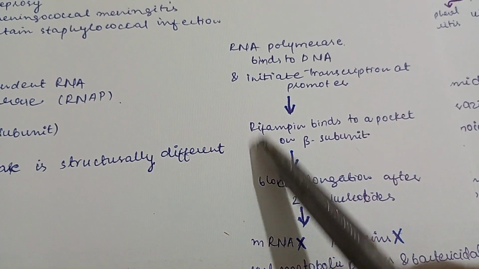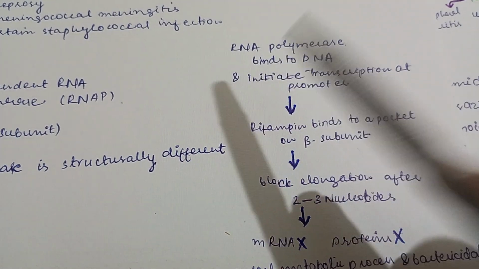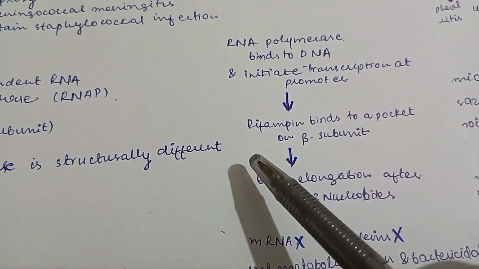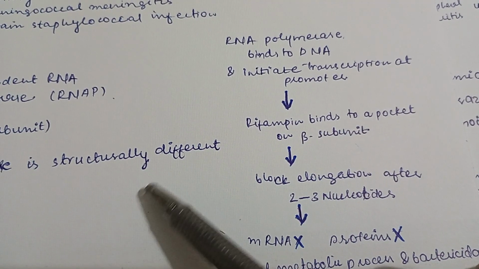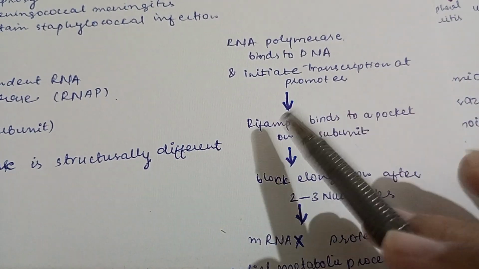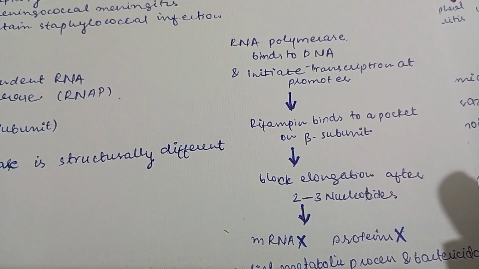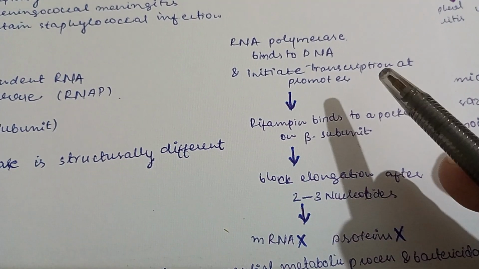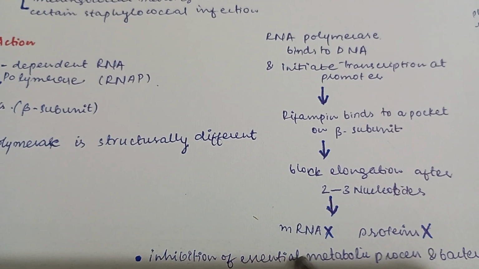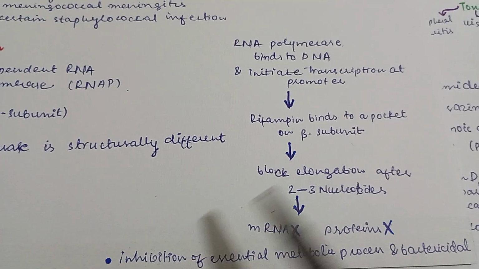nucleotides are inserted, and then this drug that is bound near the transcription site blocks further transcription. So we can say that transcription is initiated but elongation does not occur. Only 2 to 3 nucleotides have been inserted, and then further elongation of that chain of mRNA does not occur. So we have no formation of messenger RNA, and as a result there is no formation of protein. So we have inhibition of essential metabolic process, and this drug is bactericidal.